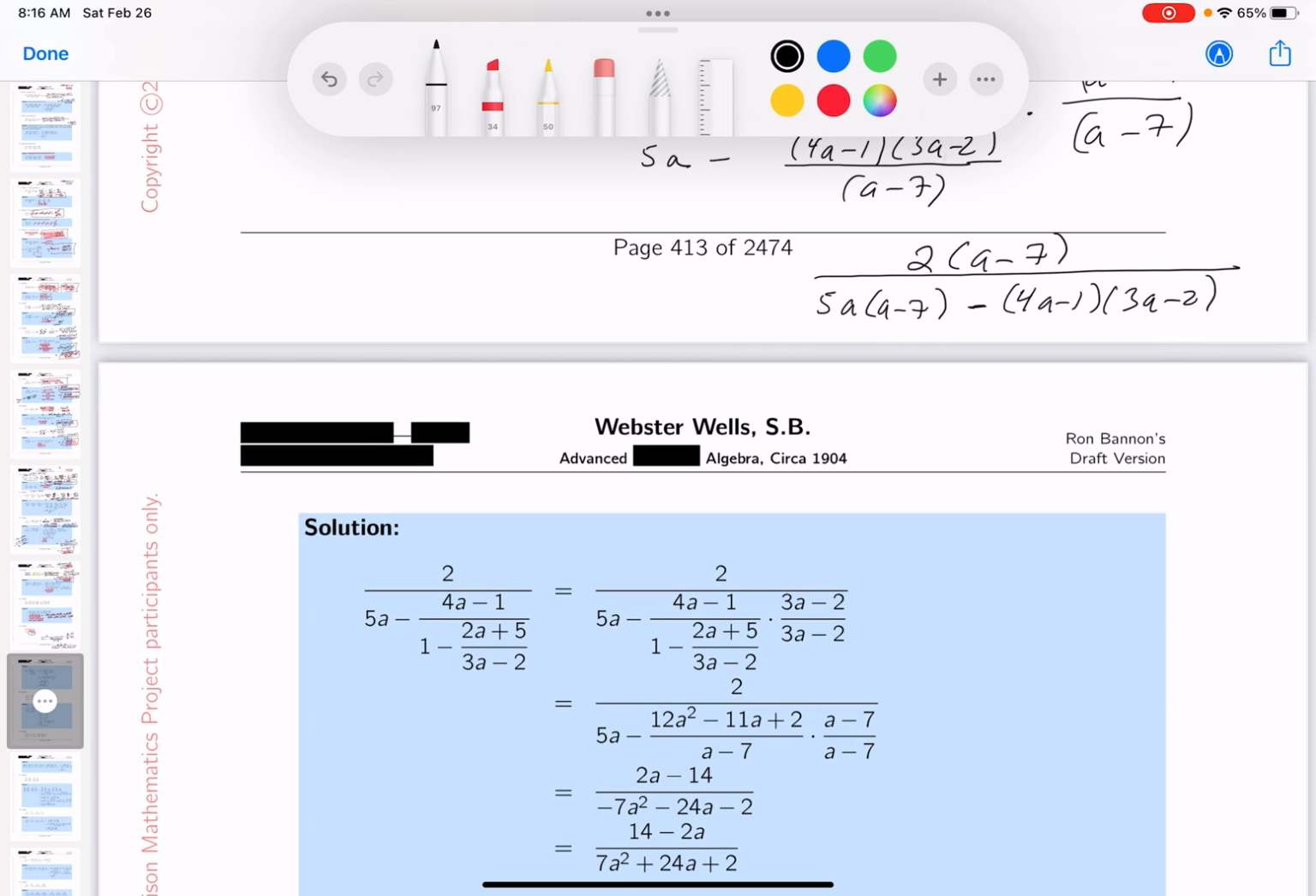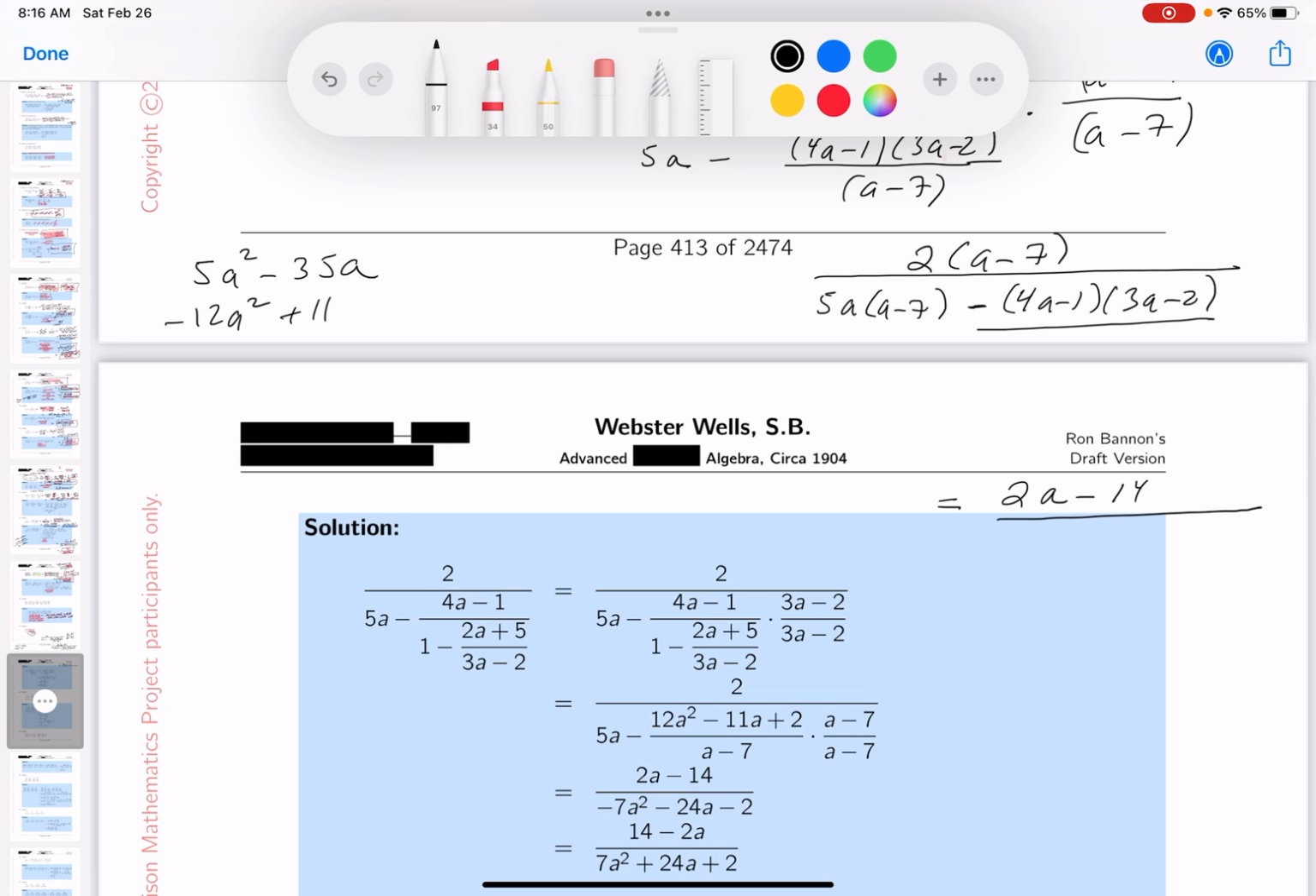So I'm going to simplify the top. And what do you get there? Well, you get 2a minus 14. The bottom's a little more complicated, but I'm going to write it down the side for you. What do you get in the bottom? You're going to get 5a squared minus 35a. Then what do you get? You would get minus, I'm doing this part over here now, minus 12a squared. Then what? Well, let's see. You get minus 8, minus 3. That's minus 11, so it's plus 11a.